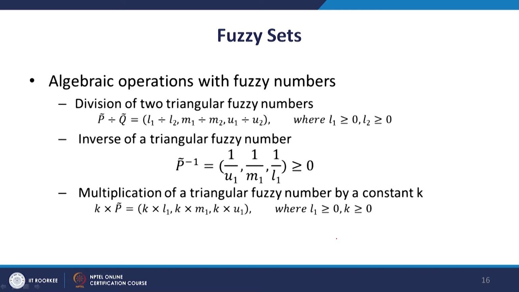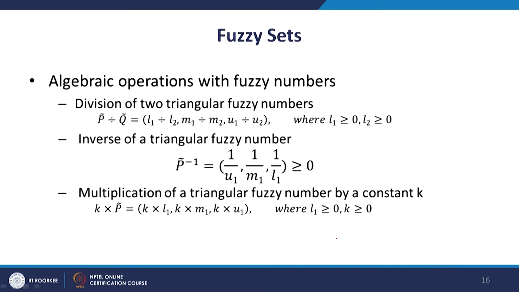Now, let us talk about the inverse of a triangular fuzzy number. If we are considering p tilde as the triangular fuzzy number, then p tilde inverse, p tilde minus 1, is going to be equal to: first parameter 1 divided by U1. You see, instead of L1, now U1 is being used, because we are taking the inverse. Then 1 divided by M1, then 1 divided by L1.